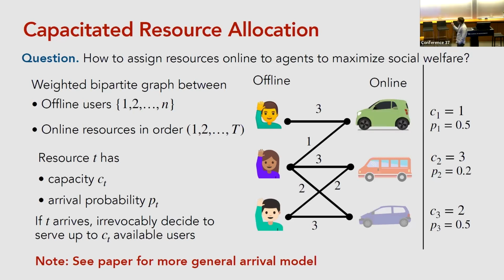So maybe, if we're running it on this instance, the first car does show up with probability half, and then we have some decision: which of these two agents do we match it to? Maybe we match it to the first one and generate reward 3. Maybe in this input, the second arrival does not show up, so there's no decision to make because it was only going to come with probability 0.2. And the third arrival does show up with probability half. It has capacity 2, so we can match the remaining 2 offline agents and generate this reward.